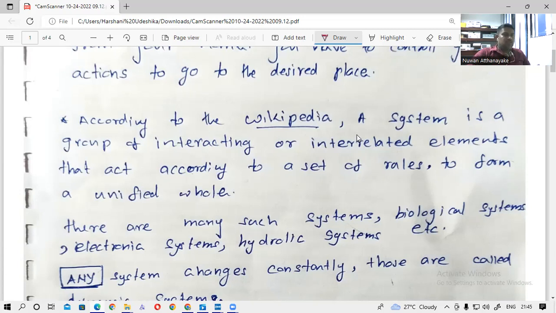So anyway, you can see that it will perform a specific function. And all the components should work according to protocols, no? According to rules, otherwise it can't give the specific work done. So I think you have the idea now of what a system is.